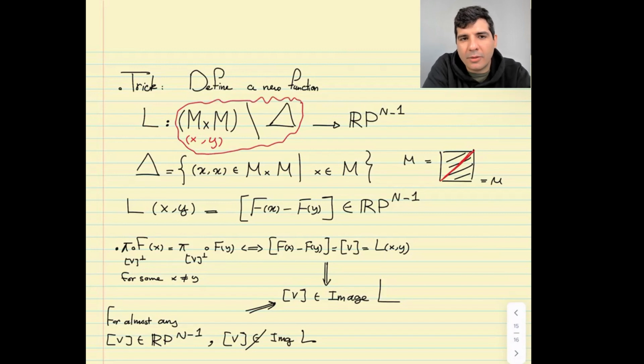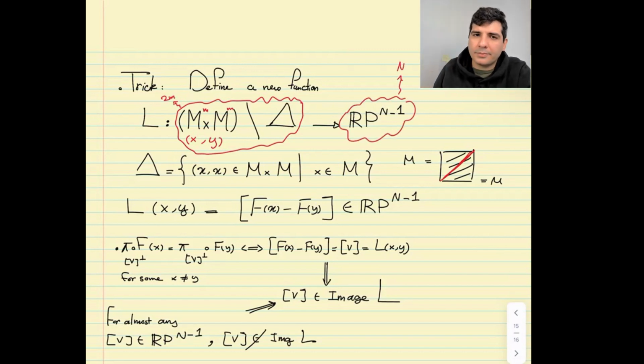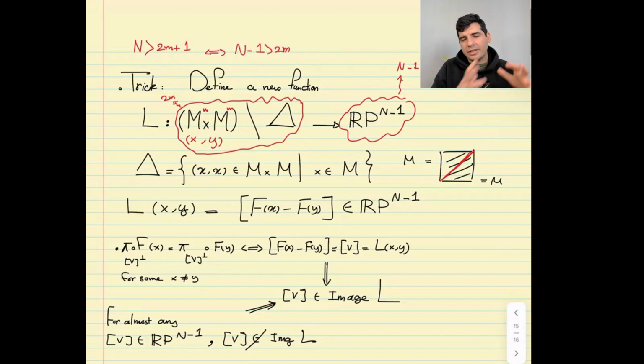What is the dimension of the domain? Domain is M times M, so the dimension of the domain is 2m. What is the dimension of the range, the codomain? It is n minus 1. Since n is larger than 2m plus 1, n minus 1 is larger than 2m. So the dimension of the target space is larger than the dimension of the domain. When that happens, if you map some lower dimensional object into some higher dimensional object, the image inside the higher dimensional space would have measure 0.